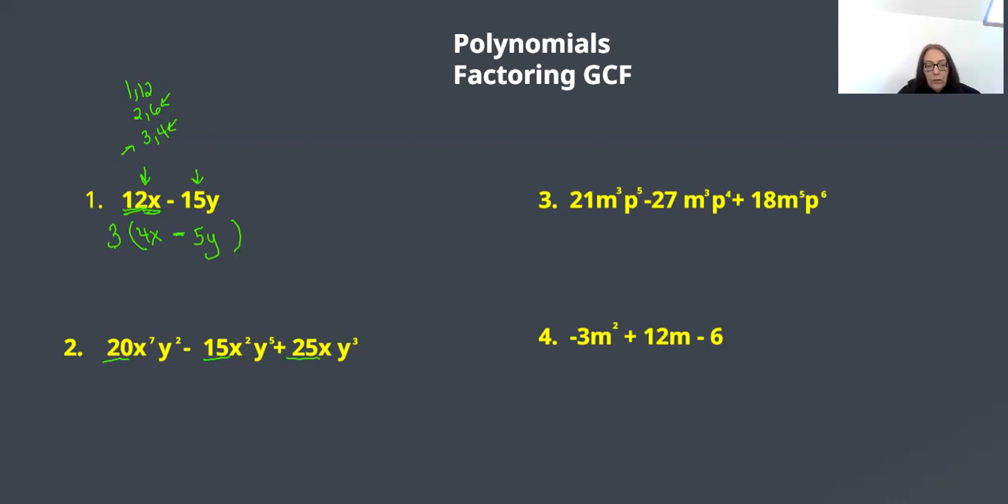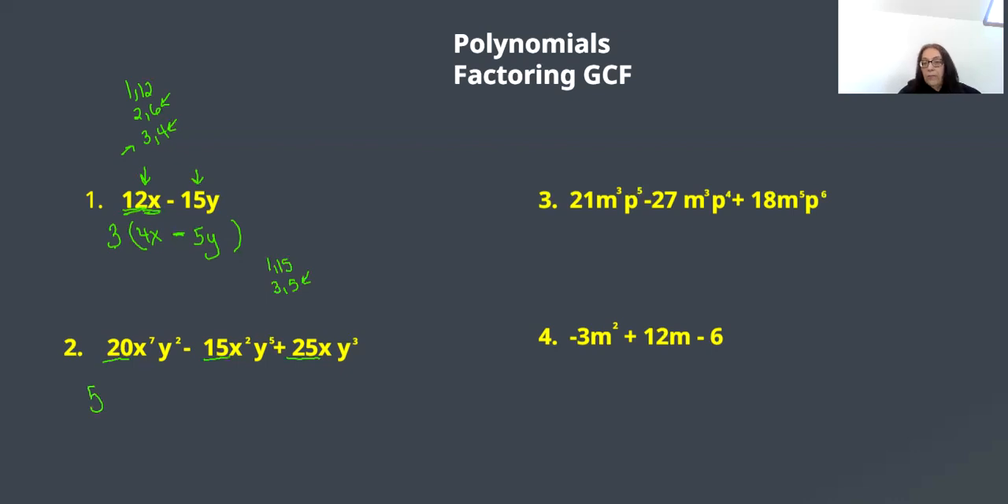So what multiplies a 15? 1 and 15, 3 and 5. The next biggest number that goes into 15 is 5. Will 5 go evenly into 20? Yes. Will 5 go evenly into 25? Yes. So you can take 5 out.